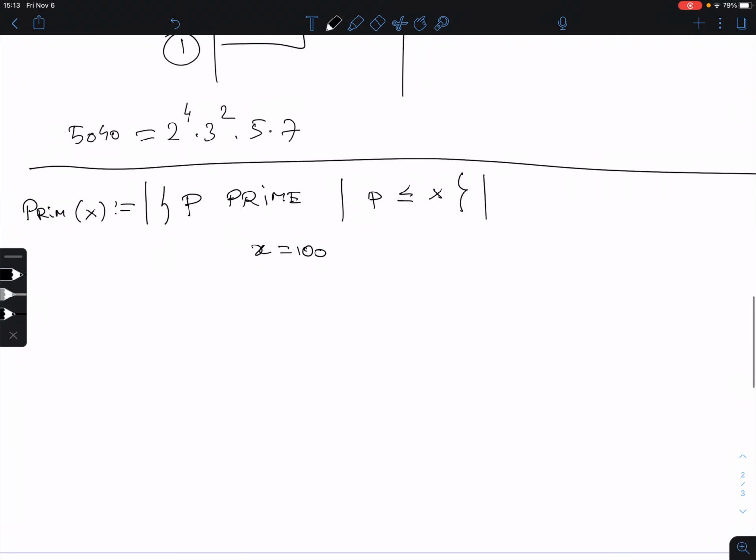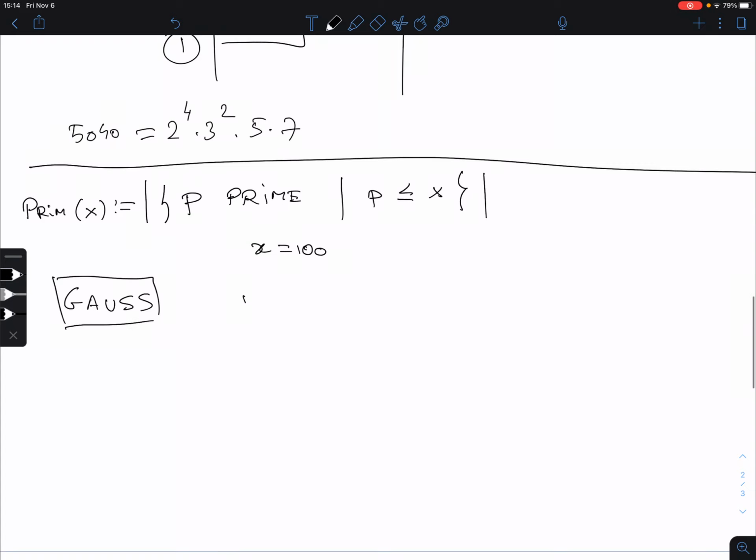Now there's a theorem due to Gauss, a very important mathematician. You have perhaps heard of Euclid, and you have probably also heard of Gauss, the Gauss curve. He was one of the first modern mathematicians. He's sometimes called the Prince of Mathematics because he did so many things. And he proved that prim x is, almost, in the order of magnitude, the same as x over ln x.